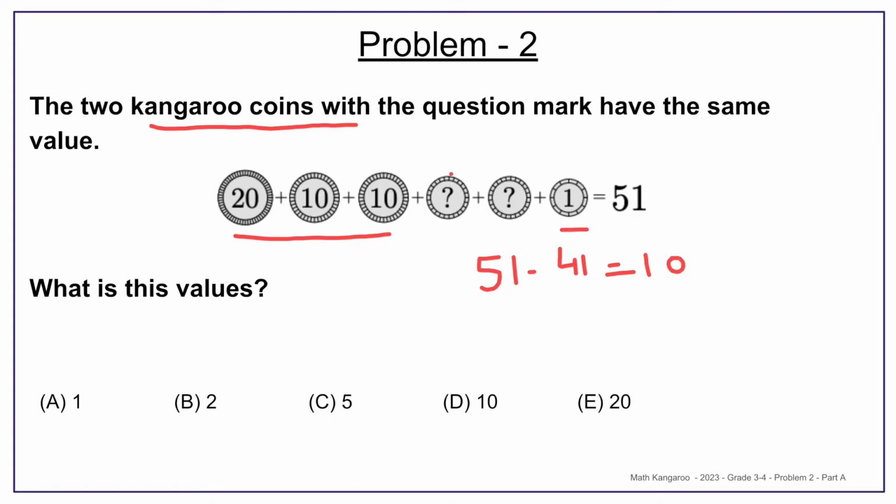Now we have to find the value for this question mark. So we have two coins. So let's equally distribute 10 and we get 5. So it is 5 plus 5. And our answer is option C.